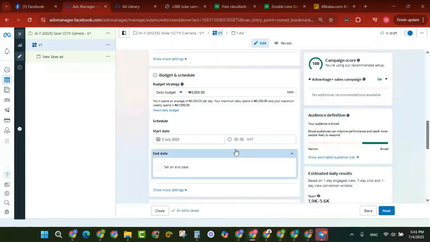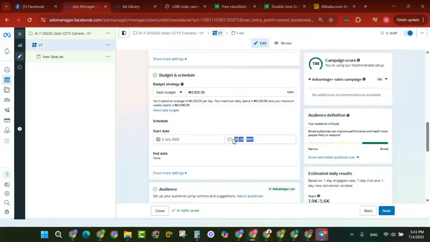There are 2 ways Facebook will show you this time. Sometimes they are going to put AM or PM before the number that I'm highlighting here. When you see AM or PM there, then you choose 12, 1200, then you choose AM. But if AM or PM is not there, then choose 0000. That means you want the ad to start at midnight. Do you understand?